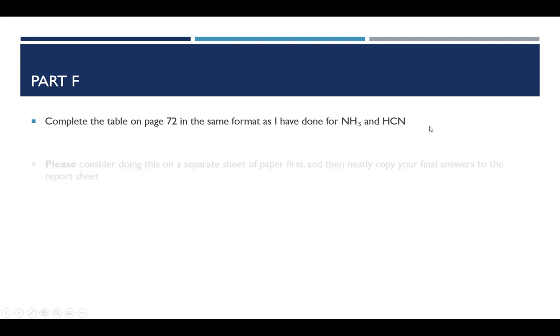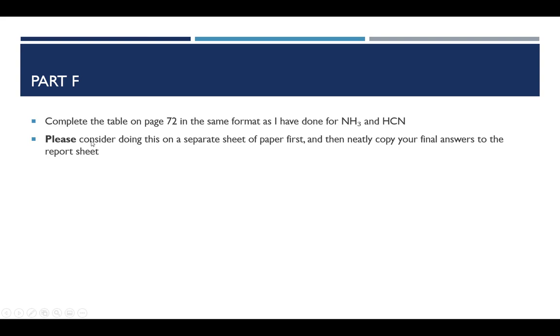So finally, we look at part F in the experiment. So you'll want to complete the table on page 72 and use the exact same format that I just did for ammonia and for hydrogen cyanide. It would be preferable if you start by drawing your structures on a separate sheet of paper so that you can figure out how the molecules look and practice getting them nice and neat, and then copy those over to the report sheet. Otherwise, it makes it very difficult for us to grade and interpret, and you don't want that when we're trying to figure out your score. So please, a separate sheet of paper first, then copy your structures over.